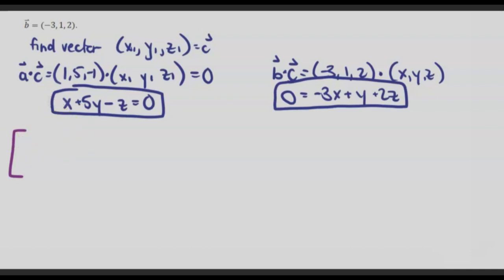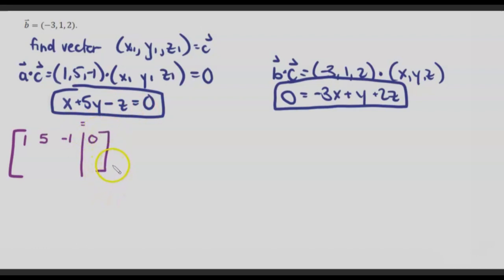So what is the coefficient of x? Well, it's 1. Then leave a little bit of a space. What's the coefficient of y? It's 5. What's the coefficient of z? -1. We put a long bar, which is kind of like the equal sign, and it equals 0.